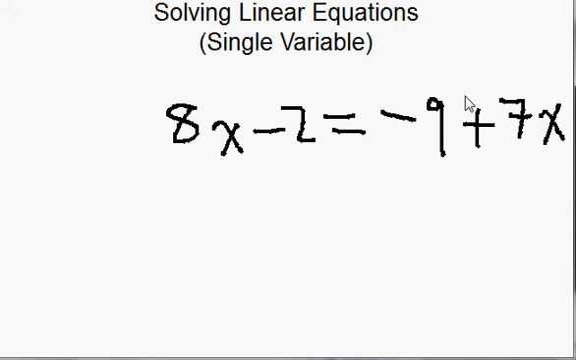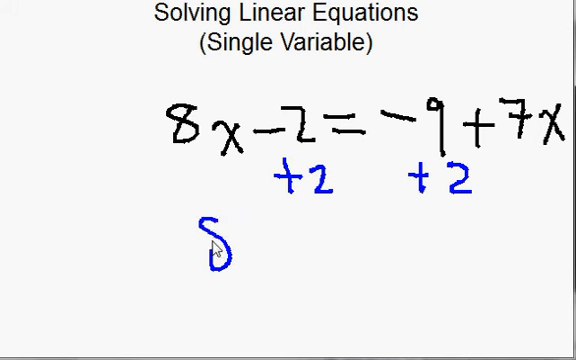So what's one thing I could do to help in that problem? You could add 2 to both sides. Okay, great. I could add 2 to both sides because by doing that, I'm basically moving this negative 2 over to the other side and it becomes a positive 2. So anyway, let's just rewrite that.